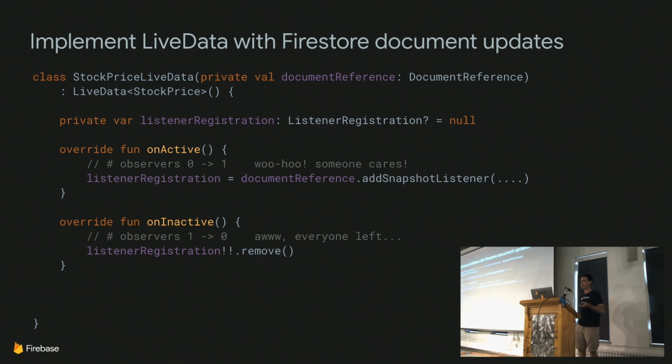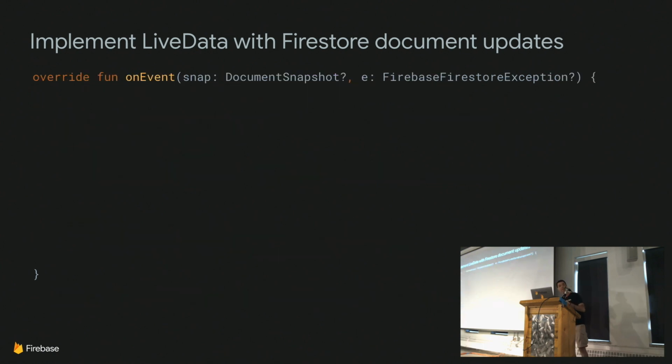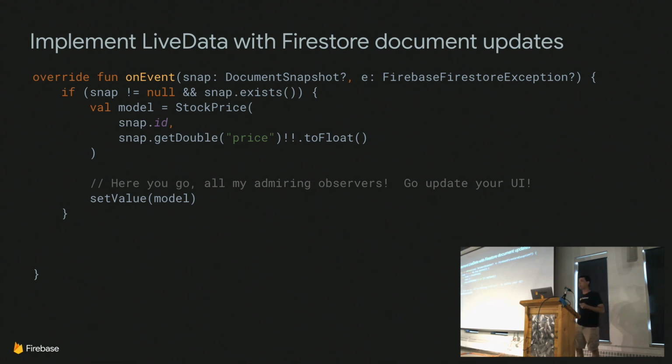Now, I still have to actually listen to the document, so I can do that. The LiveData can be its own event listener. So EventListener is an interface that snapshot listeners have to implement. So what I can do is just override that, and I'll show you the implementation on the next slide. So to implement onEvent, all we have to do is take a look at that snapshot. If it exists, make our stock price model object. That's fine. The important thing is I have to call setValue on this LiveData with that object.